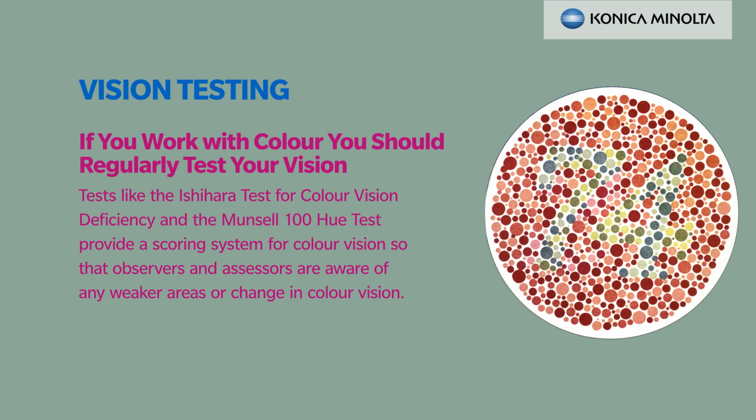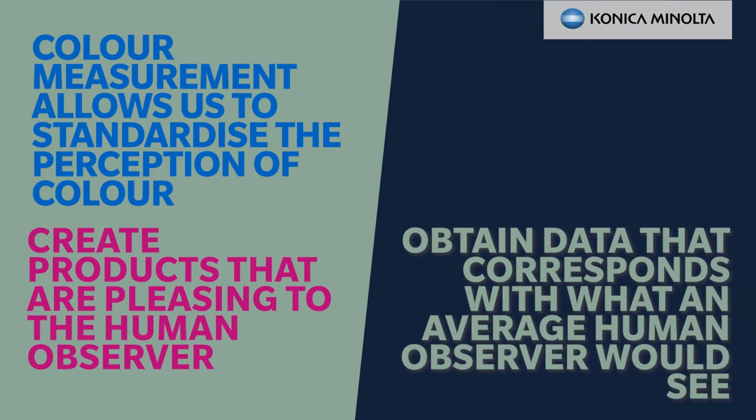Of course, you can always rely on a colour measuring instrument, which takes away the human component from colour evaluation. Colour measurement allows us to standardise the perception of colour, to create product colours that are pleasing to the human observer, and to obtain data that corresponds with what an average human observer would see.